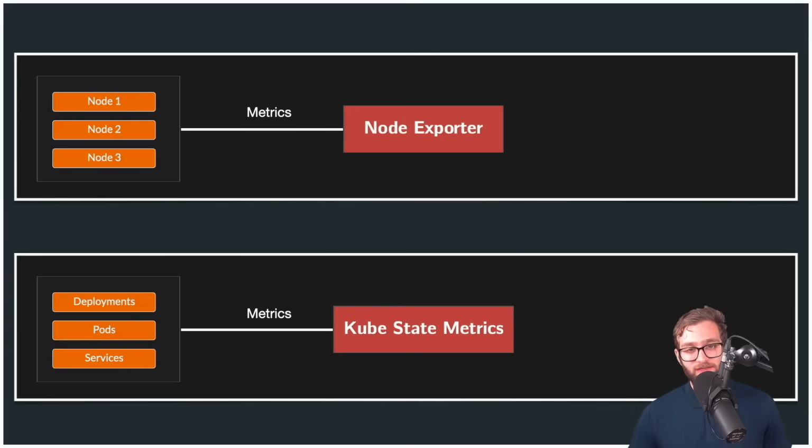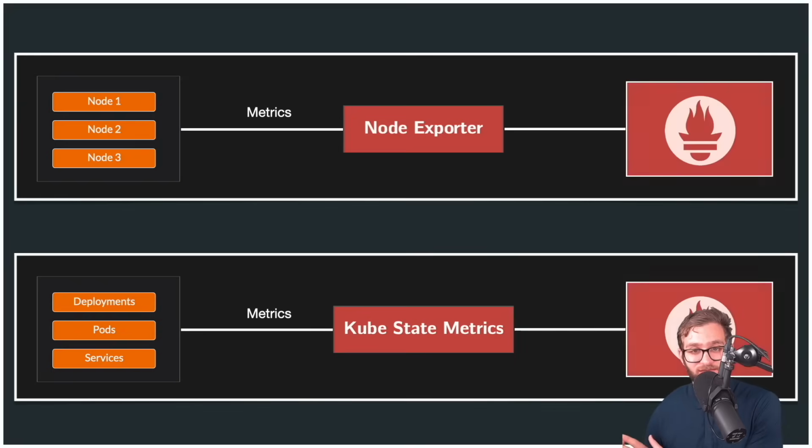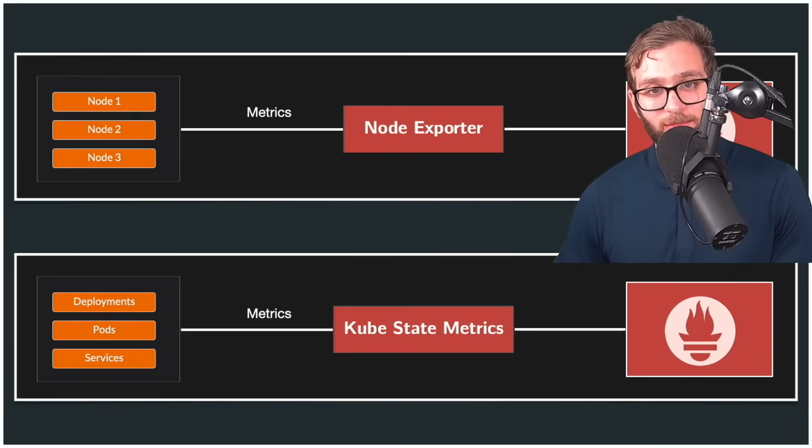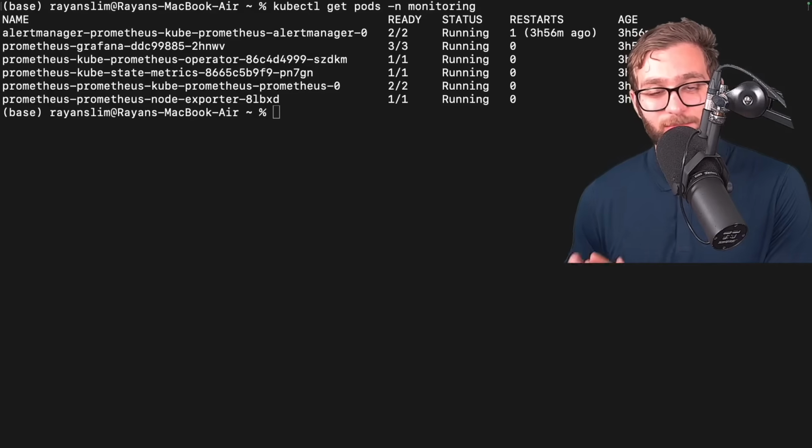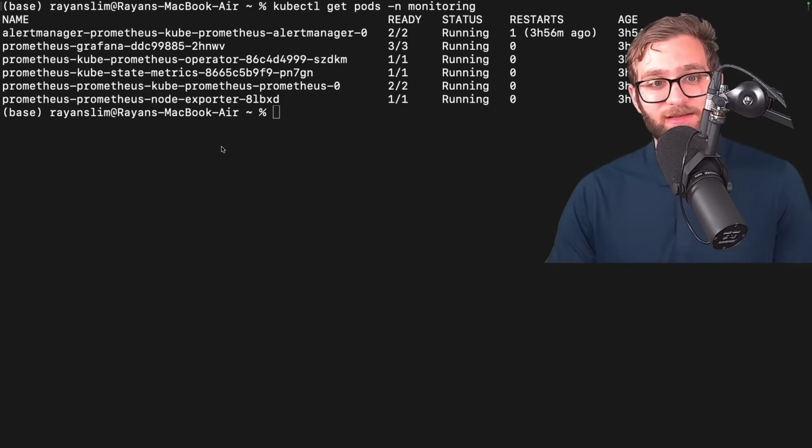And because both of these exporters are already shipped as part of the Prometheus stack solution, the Prometheus instance is automatically configured to pull all of the metrics being collected by these exporters. So it's pretty cool if you think about it. We already have Kubernetes infrastructure related metrics being saved into our Prometheus database, and we can access all of them right now.